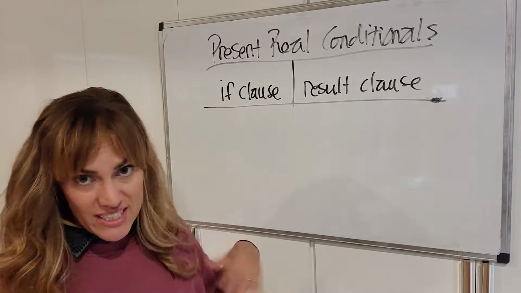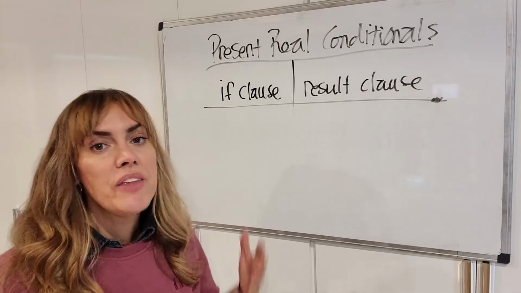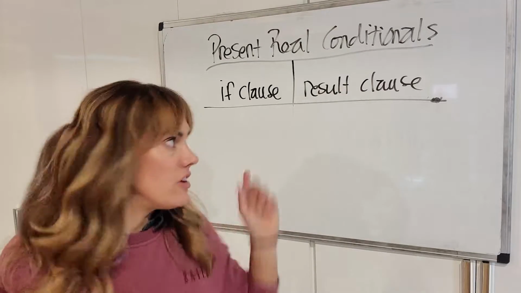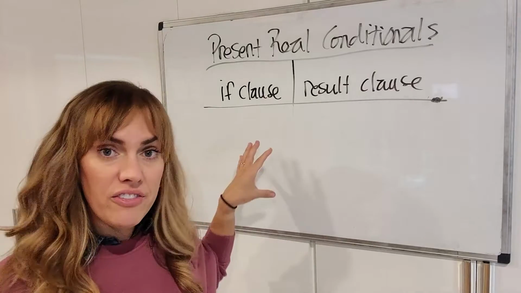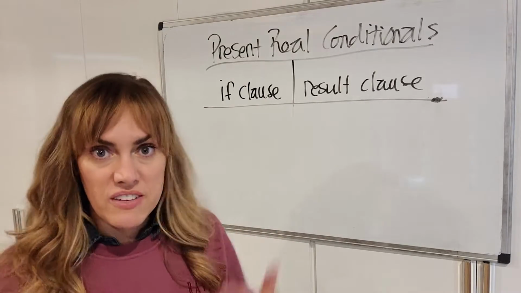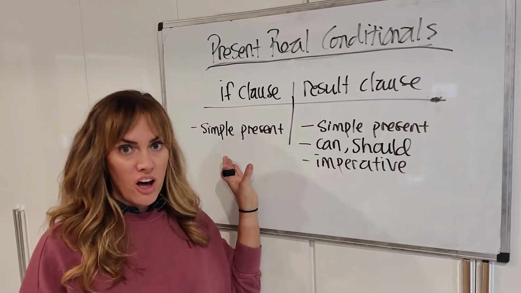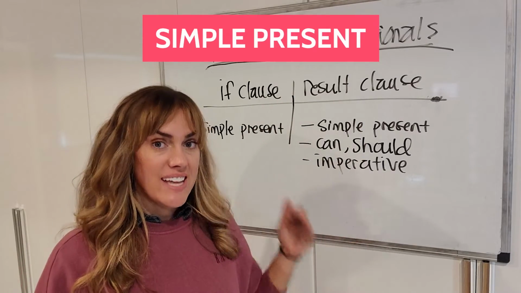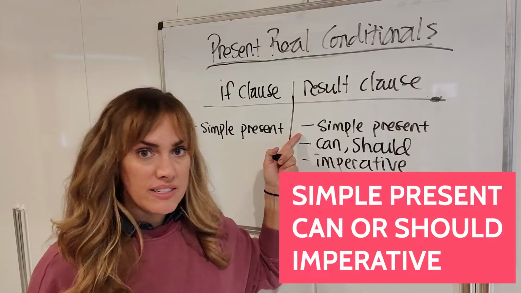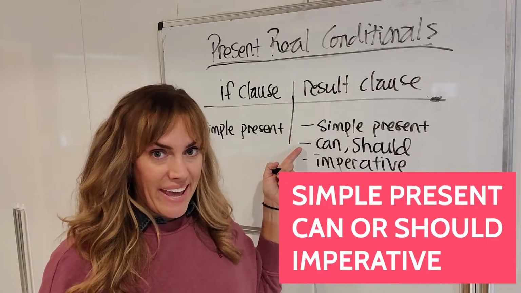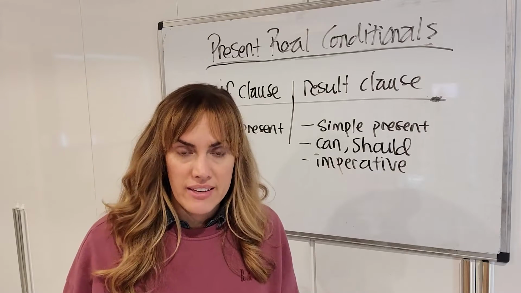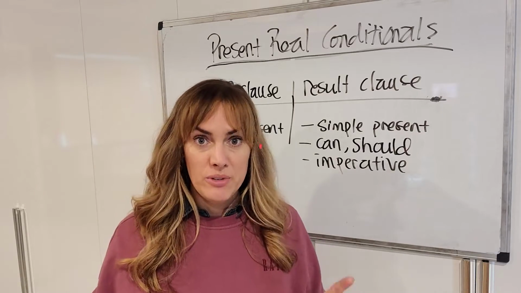Okay, so because it's the present real conditional, in the if clause, which is the cause part, I'm going to use a specific verb form. So here's what I would have in the if clause. I would have the verb be in the simple present, and in the result clause, I can have the verb be in the simple present, or I can use can or should, or I can use the imperative form to give a command. So let me show you some examples of this.